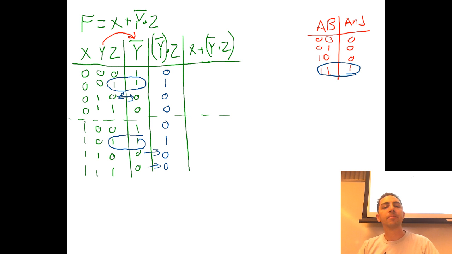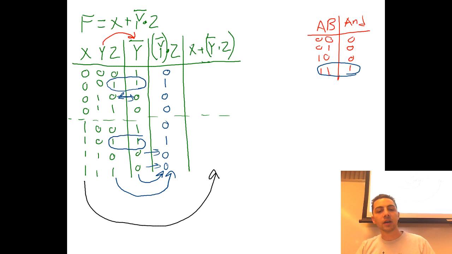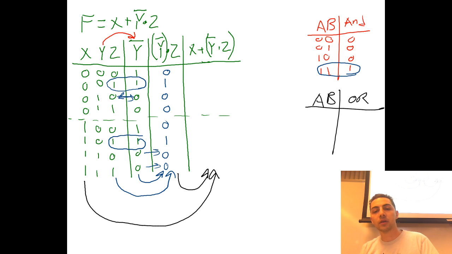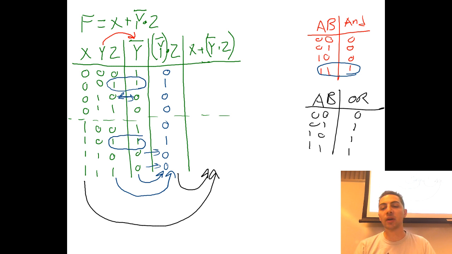So finally, to label this, that column and that column combined to make my output column. The last thing I'm going to do, and I'll do it in black ink, x combined with this column will give me a result. So OR says, and I'll come over here and do OR, A B OR: 0, 0, 0, 1, 1, 0, 1, 1. OR is true as long as at least one of the inputs is true.